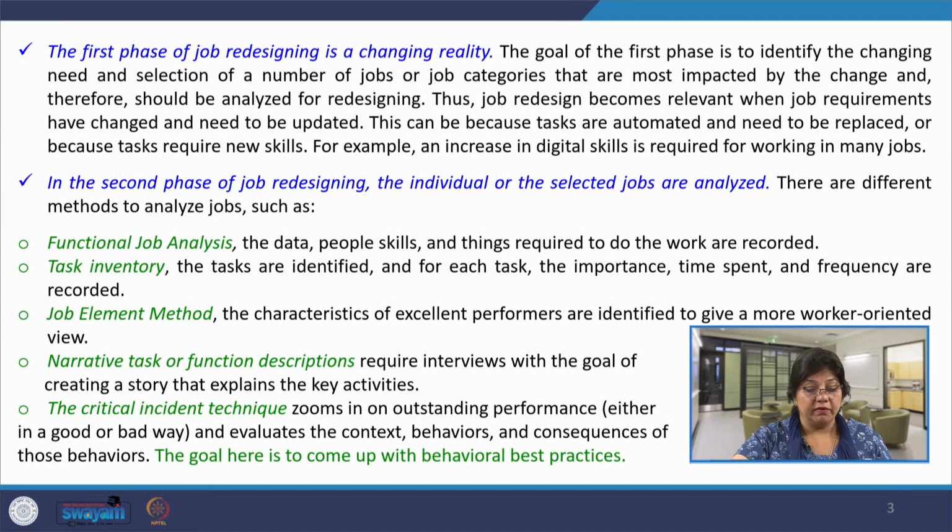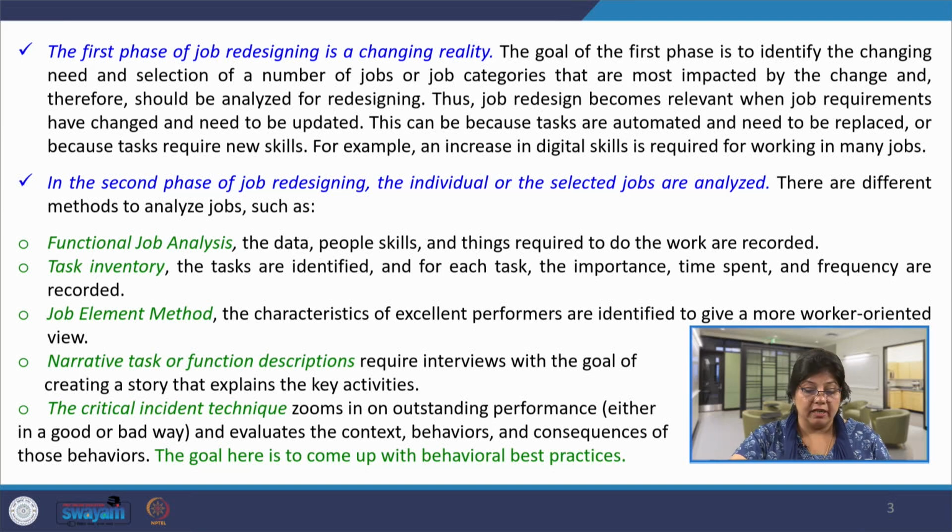The other is task inventory. The tasks are identified, and for each task the importance, time spent and frequency are recorded. Again, this inventory will entail how much time any employee performing a task requires to perform that task. For example, assembly line workers may take 1 hour to manufacture one particular product, and that product is very important. So, to what extent they maintain a speed to manufacture the product in minimum hours and maximum products. So, the time spent, the importance and frequency are recorded.